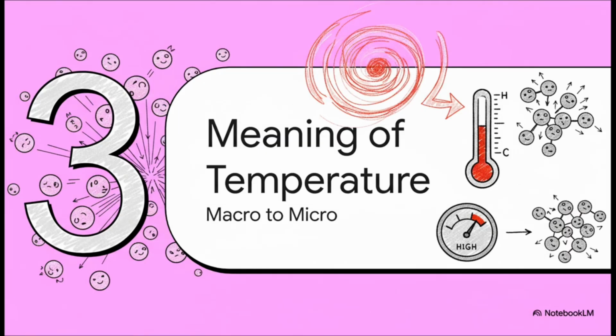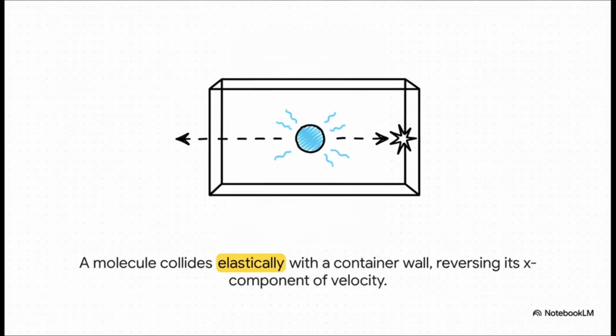Okay, so now that we have these rules, this is where it gets really, really cool. We can finally start to connect this invisible, microscopic world of bouncing molecules to the stuff we can actually see and feel in our everyday lives. Things like pressure and, maybe most importantly, temperature. So to really see how this works, let's just zoom in on one single molecule inside a box.